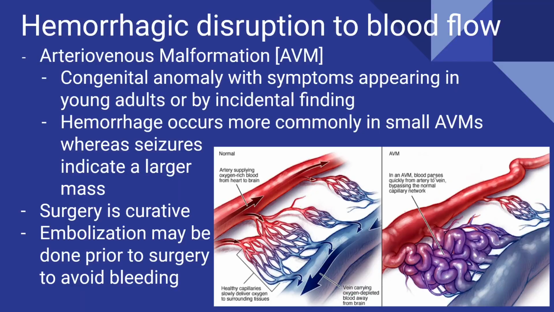Some other things related to hemorrhagic disruption that you might see on the exam include an arteriovenous malformation, something that usually grows from birth or in early childhood. You'll never really see this occur in an adult later in life. This will be something that's gone unnoticed. But if you were to have a brain scan now and not have an AVM, you never would develop an AVM.